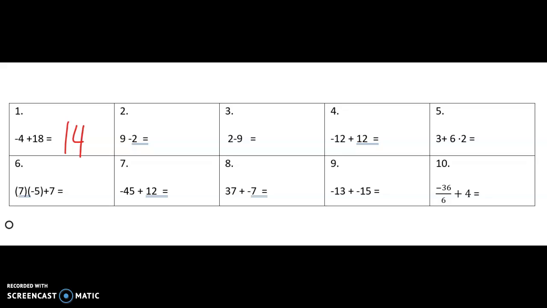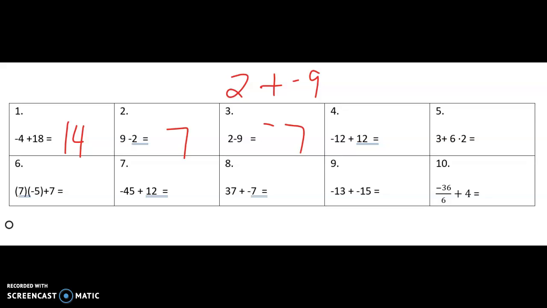Get 14, take sign of larger, which is the 18, so it stays positive. 9 minus 2, 7. 2 minus a -9, keep, change, flip, -9, keep, change, flip. Unlike sign subtract, 7, take signs of bigger looking number, -7.